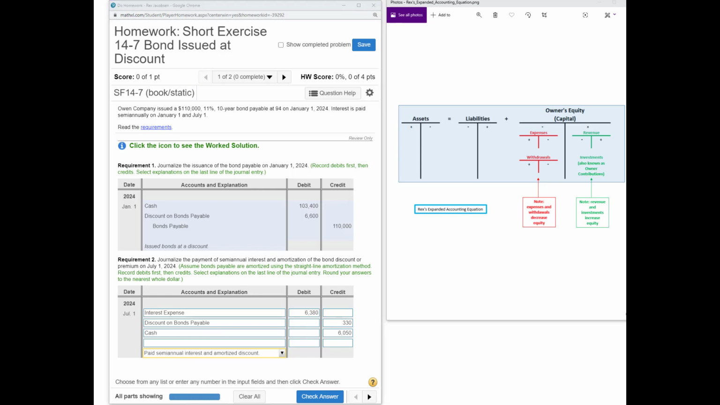Now, a lot of companies like to issue their bonds at a discount because it increases their interest expense. And why would a company want to increase an expense? Because that lowers their profit and therefore lowers their taxes.